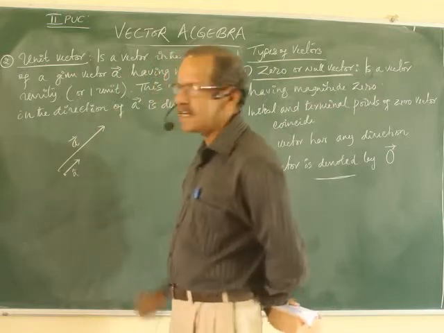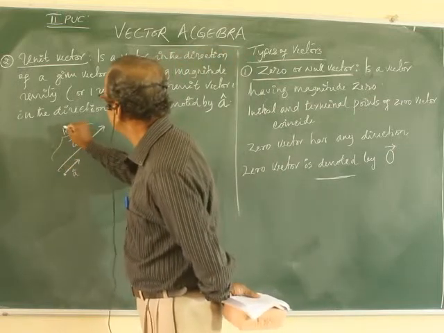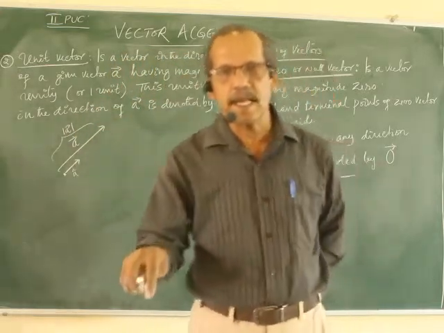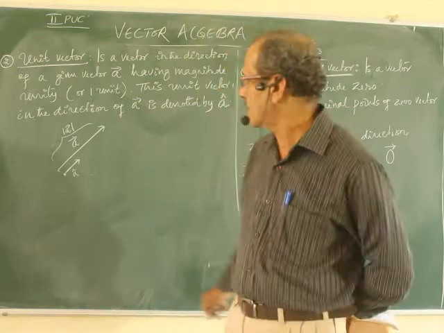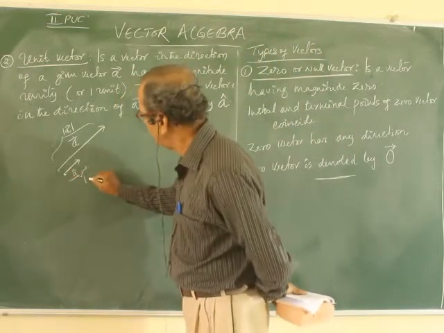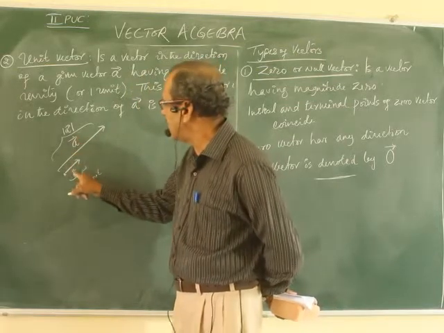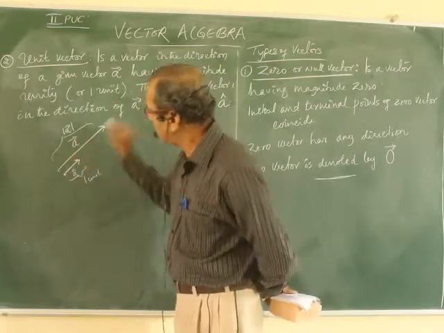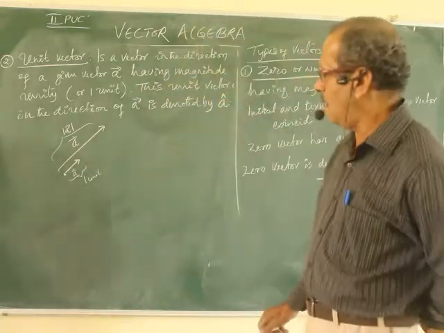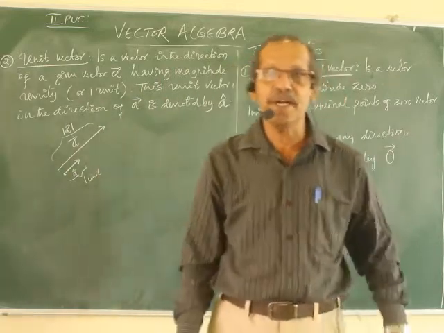This is any vector. Length is not known, so it is mod A. Since its length is not given, notation for the length or magnitude is mod A. But the length of this vector is exactly 1 unit. Direction of A as well as A cap are the same. You can observe that. In the same direction as that of A, magnitude should be 1. It is called unit vector.